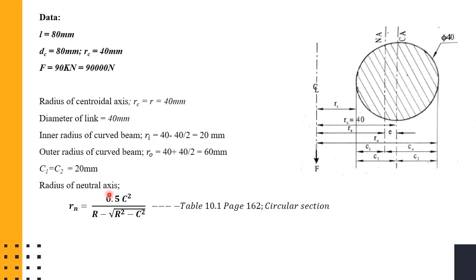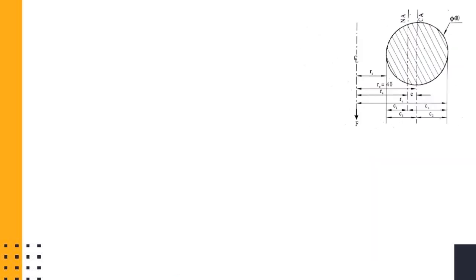Next, the one radius which is missing is the radius of the neutral axis. You might be already familiar. This is the third time we are using this equation, which is for a circular cross section from table 10.1 in page number 162. Okay, so C is nothing but C1 equal to C2, that is the C value, and R is the radius of the centroidal axis. So you substitute. Carefully do the calculation. The radius of the neutral axis which you will get will be around 37.31 mm.